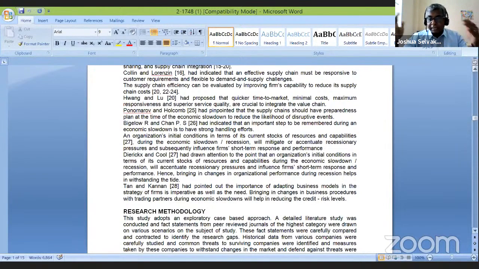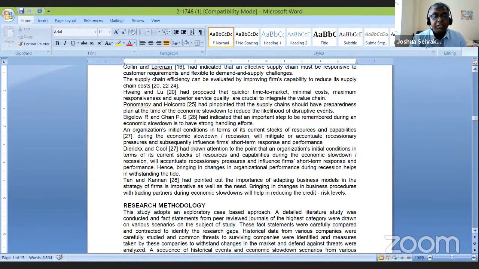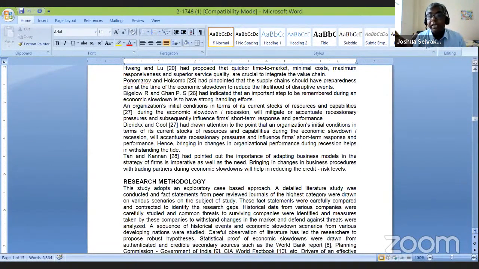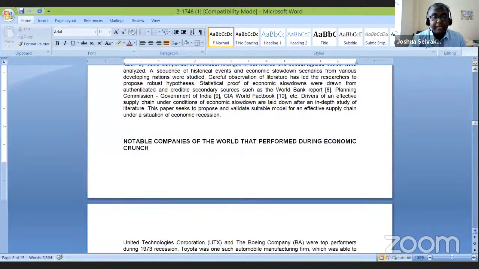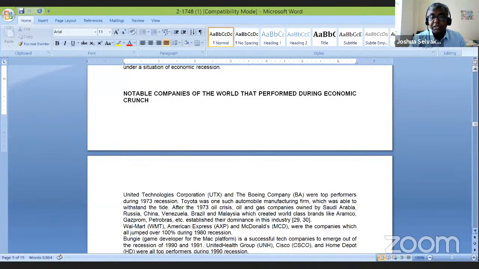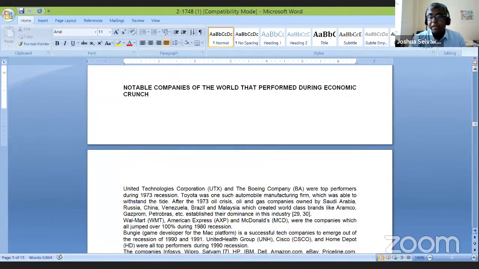Okay, with that background, let me dive again into the paper that we are working on. Let me go here, research methodology. So this was a kind of conceptual paper. We tried to build a conceptual model, right? So we started to study certain cases.